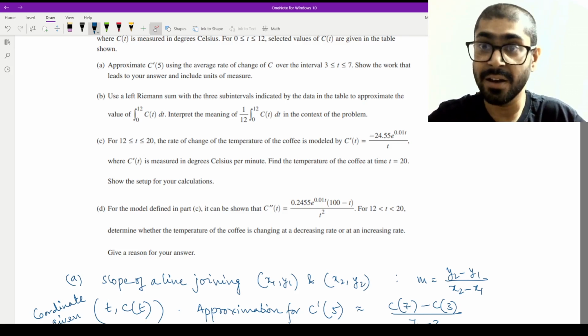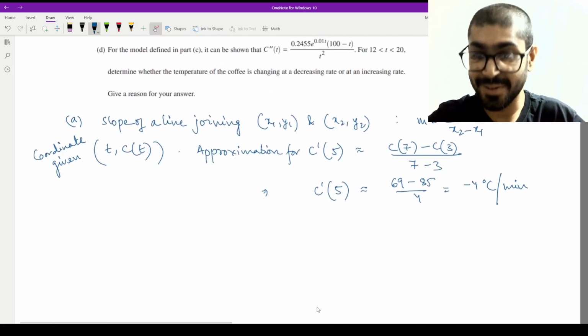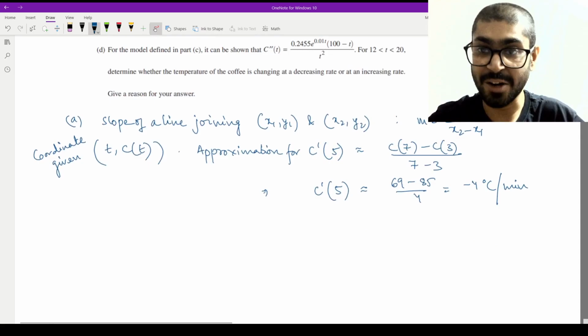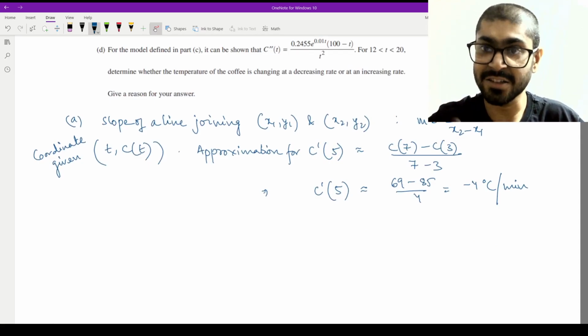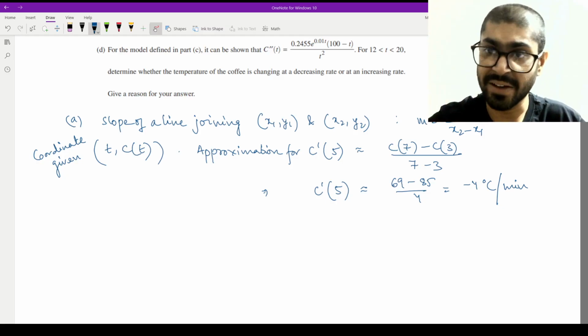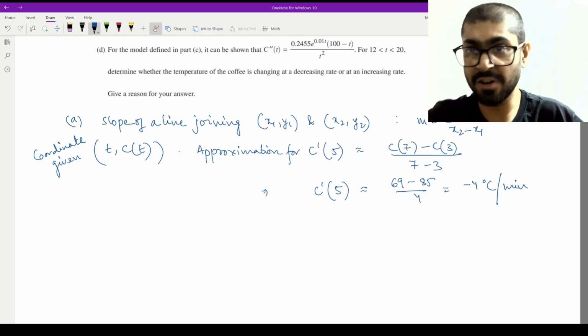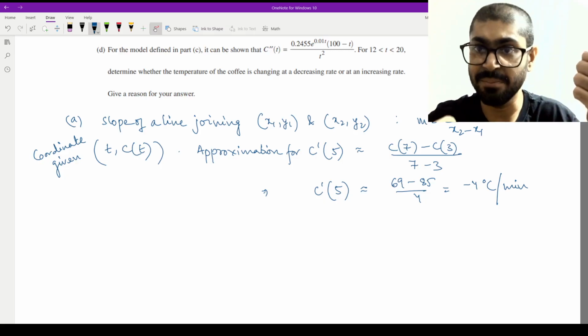All right, there is an escape route here. If you do not understand what unit you are supposed to put, just write minus 4 degrees Celsius per minute. You don't need to simplify it because sometimes it simplifies. Okay, here you cannot simplify because one is temperature, the other is time. They do not relate.